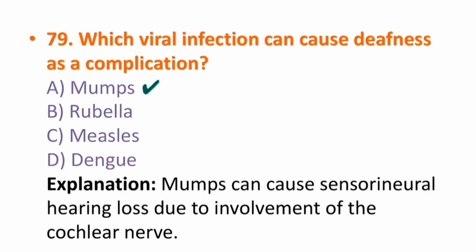Which viral infection can cause deafness as a complication? Option A mumps, option B rubella, option C measles, option D dengue. The correct answer is option A mumps. Mumps can cause sensorineural hearing loss due to involvement of the cochlear nerve. Mumps causes deafness as a complication.